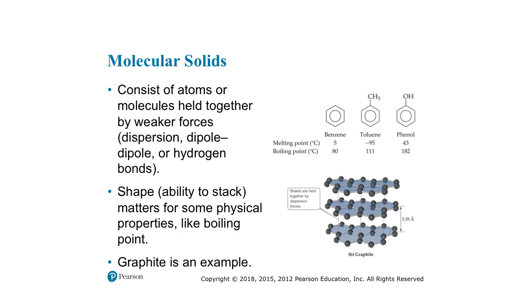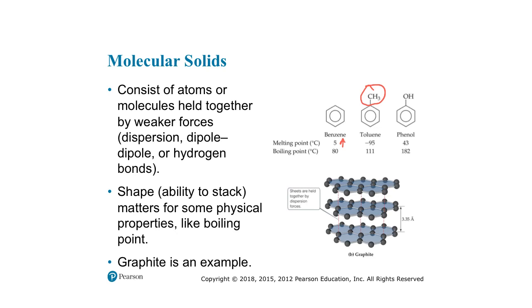So molecular solids. Molecular solids consist of atoms or molecules held together by the weaker forces like dispersion, dipole-dipole, hydrogen bonding forces. So like benzene, toluene, phenol. So what goes on here, we have benzene, probably can get a little bit closer together. It doesn't have this extra group kind of perturbing its structure, so it has a relatively higher melting point.